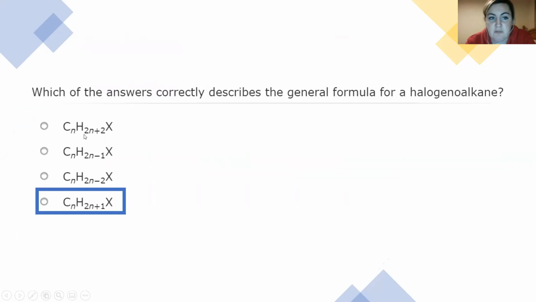It is not 2n plus 2. Without the X, blocking the X, this is an alkane. This is a halogenalkane, all right? Don't put plus 2 here, it's plus 1. The halogen is going to replace one of those hydrogens. It is plus 1. Need to know that.